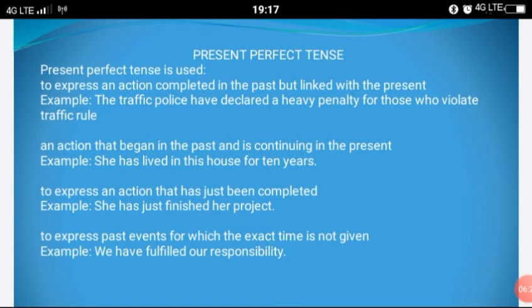It shows an action that has just been completed. For example, she has just finished her project. It also expresses past events for which the exact time is not given. For example, we have fulfilled our responsibility.